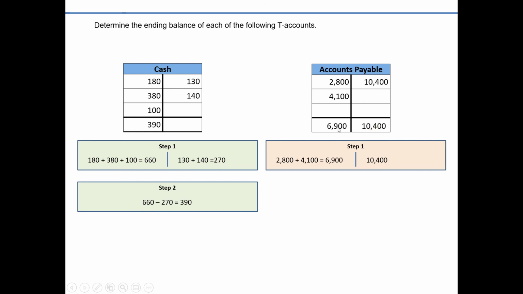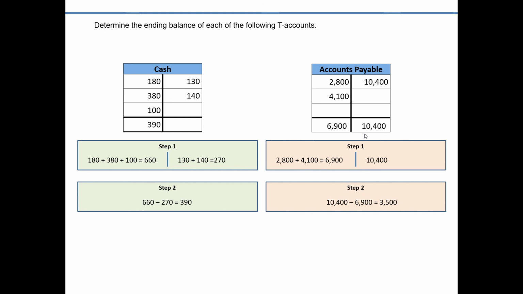And again, your temptation might be to list them both on each side, a 6,900 debit balance and a 10,400 credit balance. But just like we did for cash, we need to net them against each other to understand the resulting balance. So I'm simply going to take the larger number, 10,400, subtract from that the smaller number, 6,900, and it results in a $3,500 balance. Again, which side does that go on? It goes on the side where you have the larger number, and so it's going to go on my credit side.